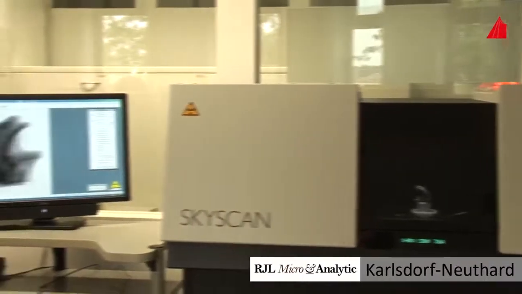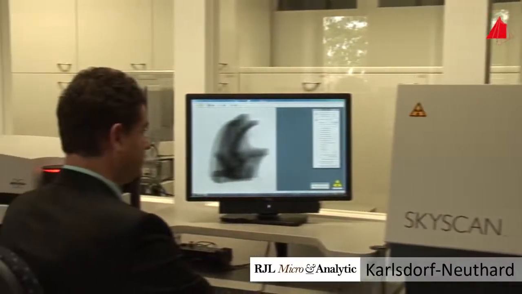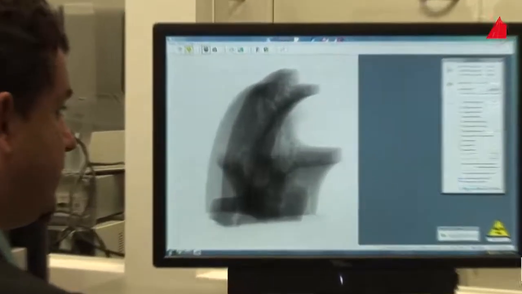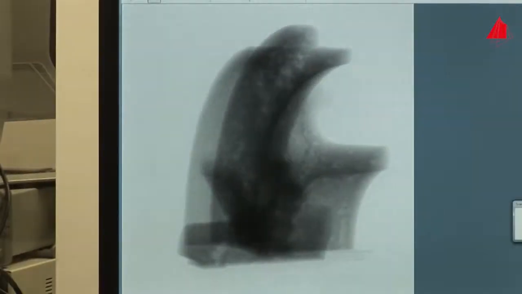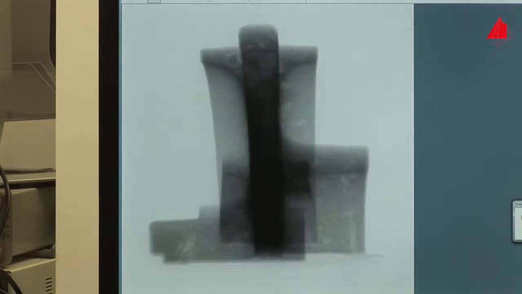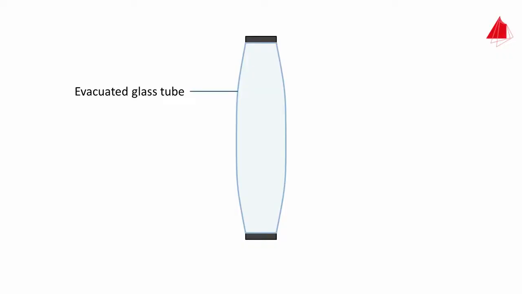X-rays are frequently used in non-destructive testing of materials as well. The inner contours of complicated workpieces can be made visible, and of course defects, such as cracks and pores. But how are X-rays actually produced? They are generated in a so-called X-ray tube.